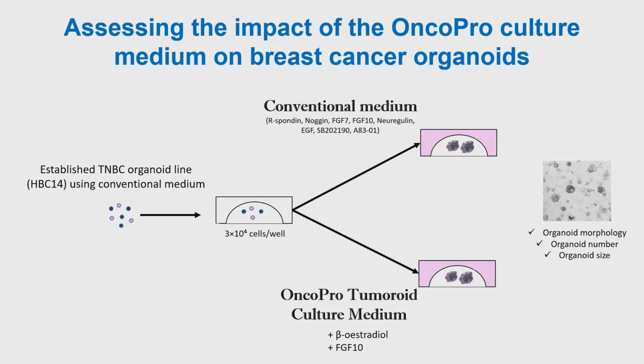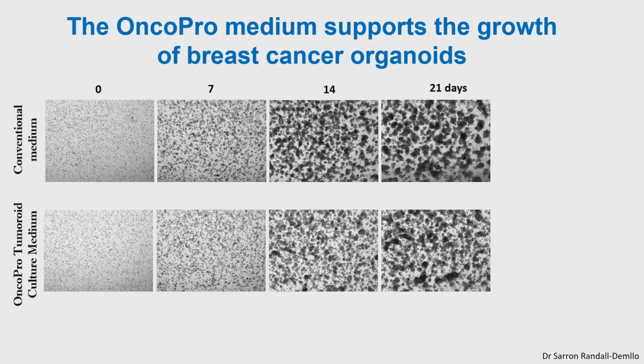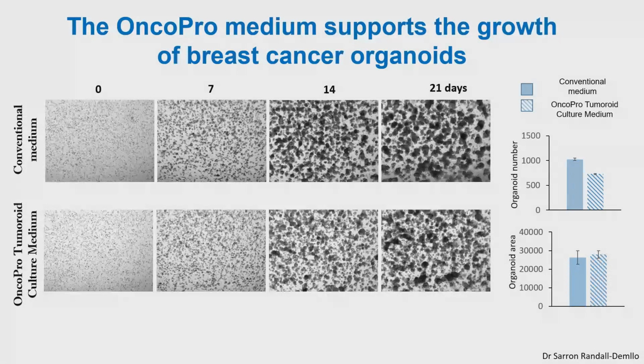What you can clearly see, this is the growth of the organoids over 21 days, comparing the conventional media and the OncoPro media. You can see that with both media, we can successfully maintain the growth of the organoids over 21 days. If anything, the main difference between the two media, a small difference, is that with the conventional media there was a higher number of organoids generated compared to the OncoPro medium. However, the size of these organoids was similar between the two culture media.